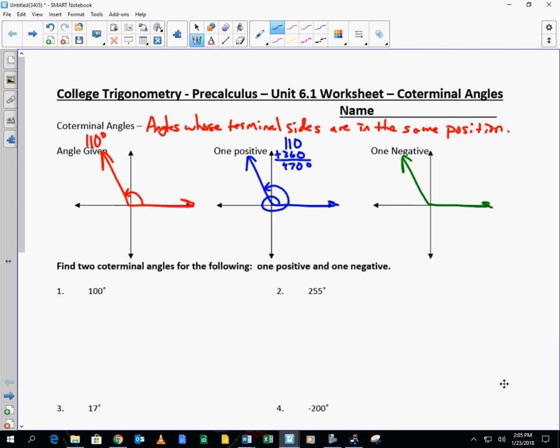So for the green one, I'm going to make that negative. I'm going to go around backwards. And close, not 250, but negative 250. So we took 110 and we subtracted 360.